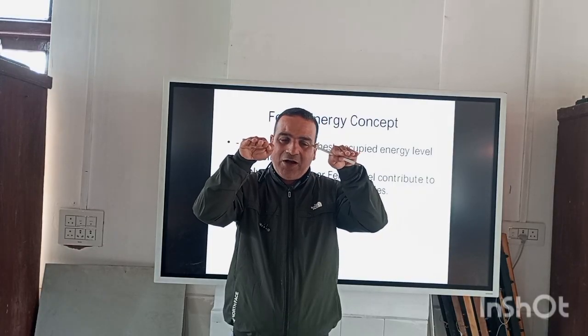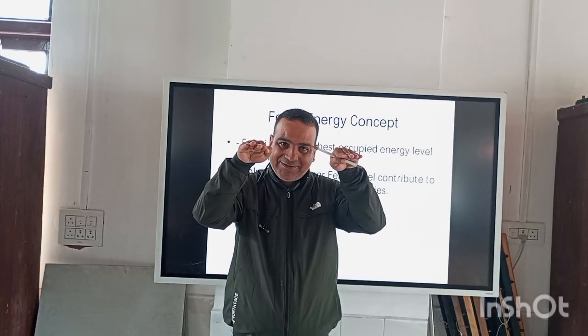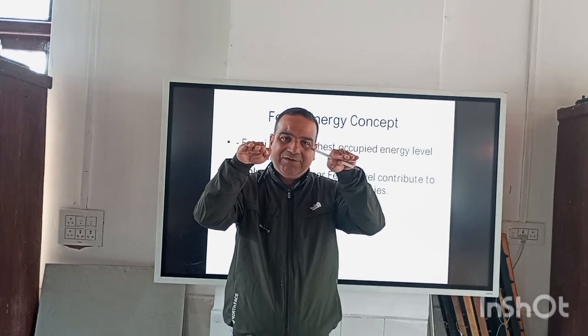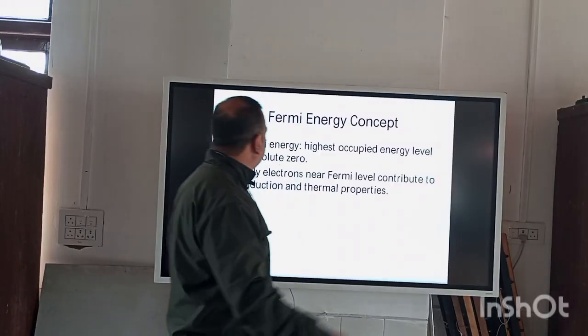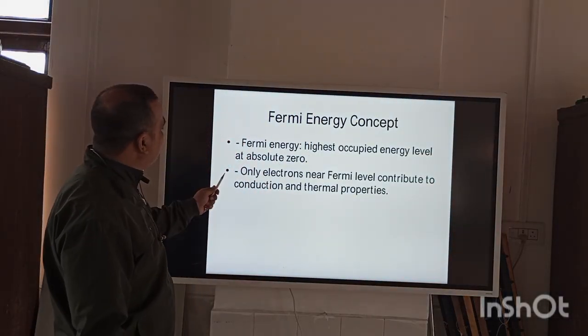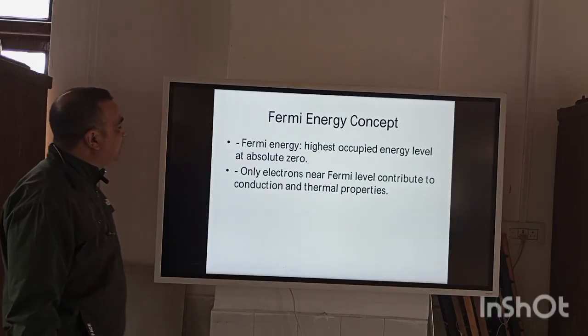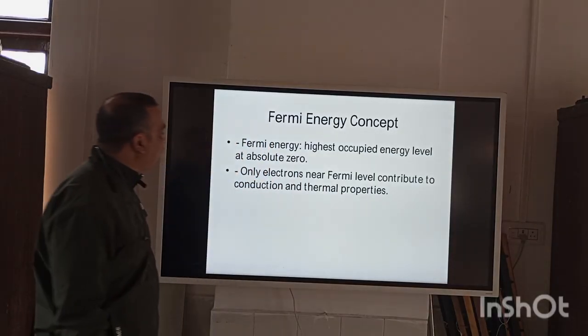And certainly the electrons in that last level, which is filled at absolute zero, must have some energy. The energy these electrons possess at that level, we call Fermi energy. So this is what it says: Fermi energy is the highest occupied energy level at absolute zero. So only electrons near the Fermi level contribute to the conduction.